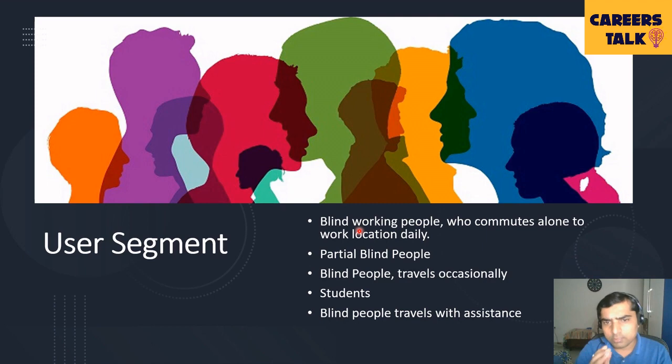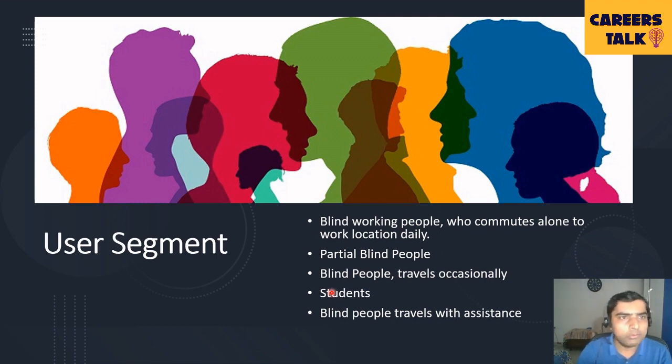So now for this product design, I'm going to take two segments. One is blind working people who commute alone to their work location daily, and the second is students. For those traveling with assistants, these blind people have their own caretakers who still assist them. But what I can see is these blind people who are actually commuting to the office alone, and students also can get this benefit.